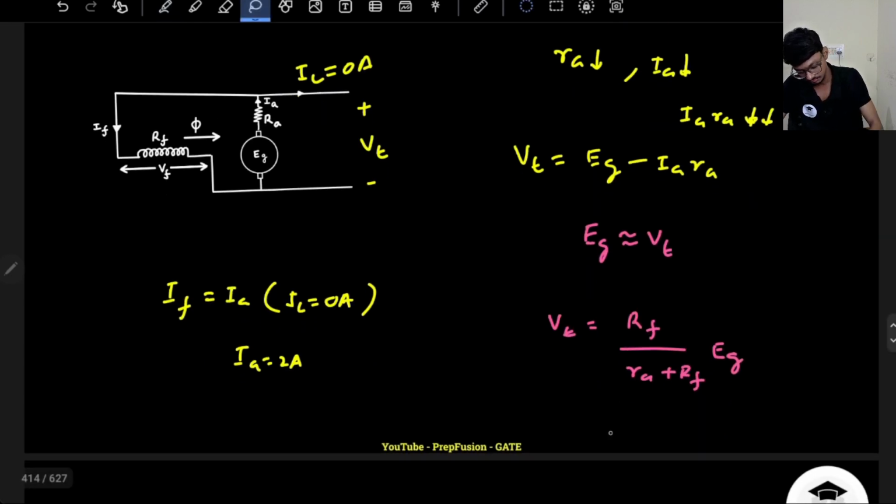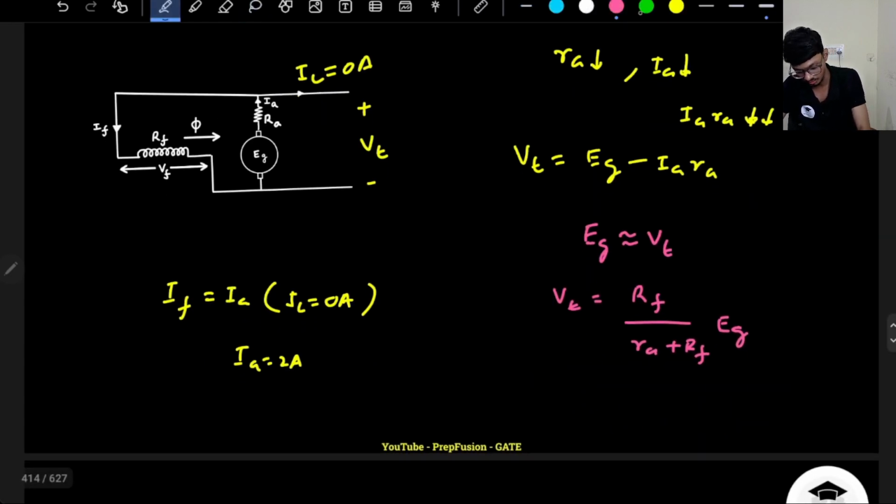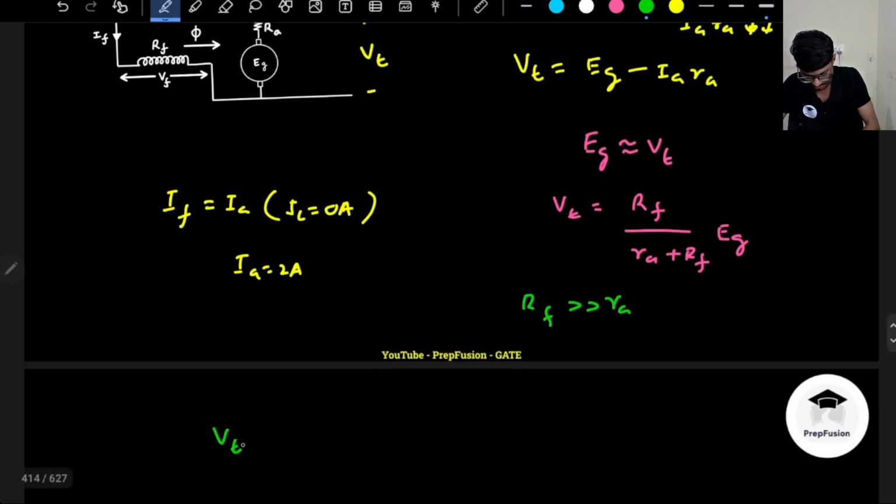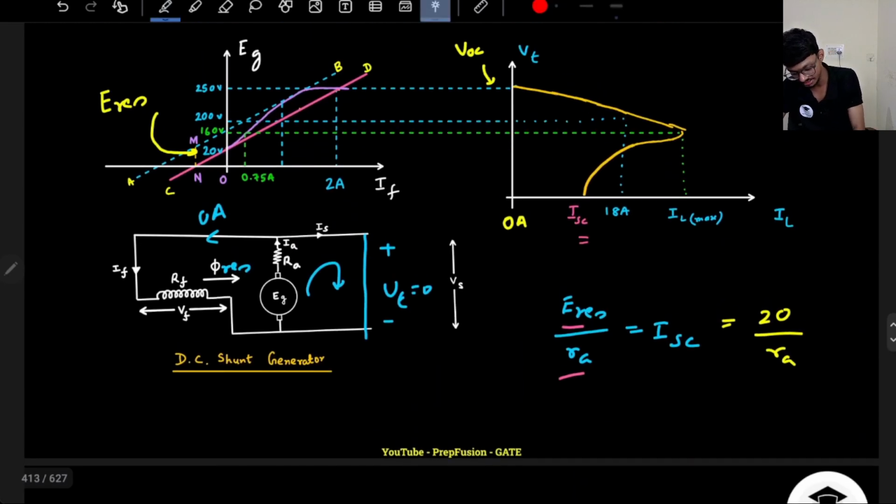And again the same approximation: roughly I can say that RF, the field shunt resistance, will be much higher than the armature resistance. So we can roughly neglect this. I can roughly say VT will be equal to EG. That's why the graphical points are matching exactly here. It is 250 here and 250 here as well.